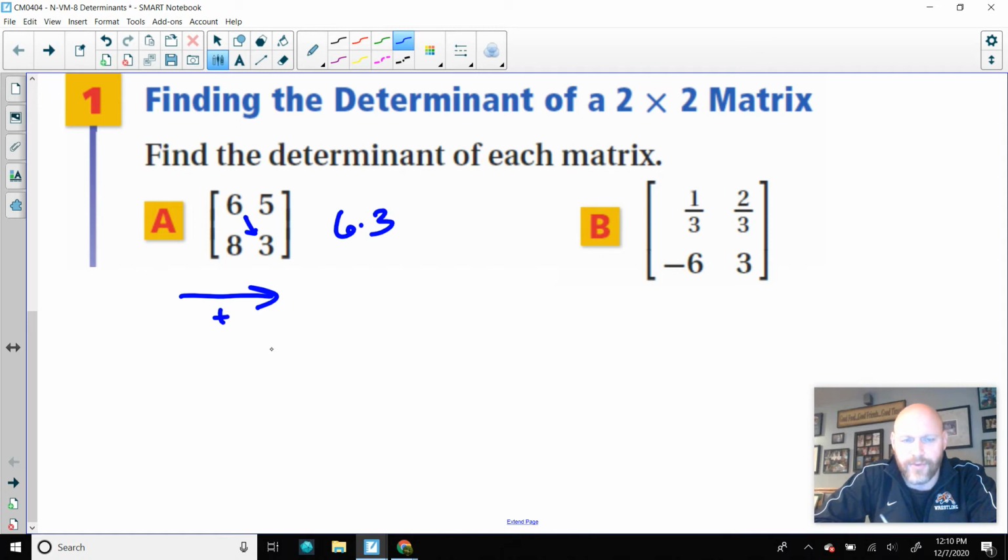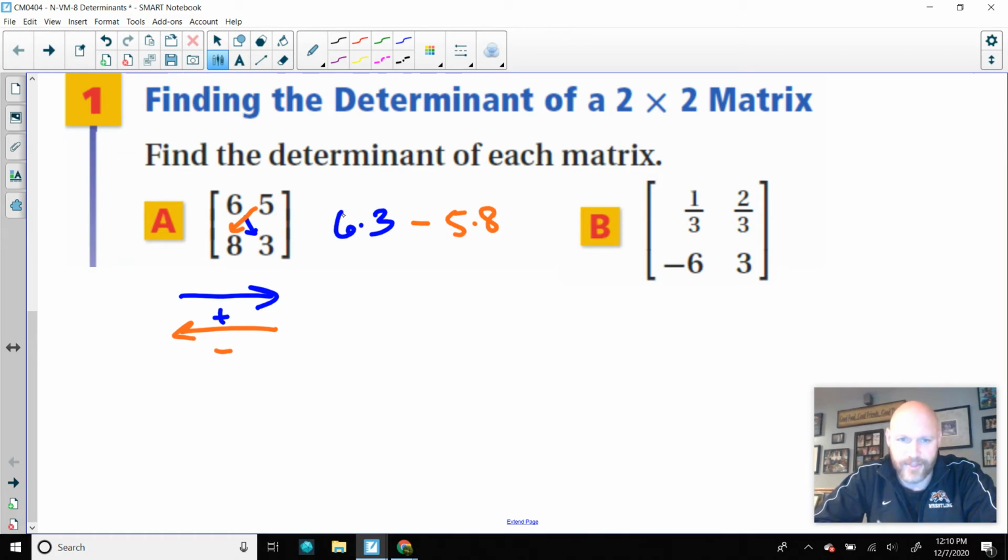That's a positive move. Now I'm going to take the other corner, 5, and multiply it to the other corner, 8. So 5 times 8. However, we went backwards with that one, right? We went from the right to the left, and so that's going to be a negative. So we're going to subtract that. Now, that doesn't seem like much now, but when we do 3x3 and 4x4 matrices to find the determinants, it'll be important that we know traveling left to right is positive and right to left is negative.